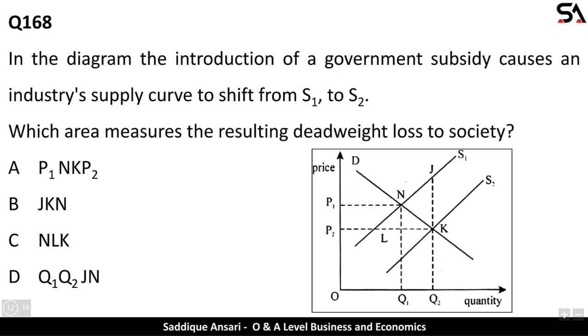In this MCQ, in the diagram, the introduction of a government subsidy causes an industry's supply curve to shift from S1 to S2. So this is the effect of subsidy. Which area measures the resulting deadweight loss to society? The initial equilibrium is here. So when we have to measure deadweight loss in case of subsidy, we have to see the triangular area at the right of that. So this area shows deadweight loss due to subsidy. So this is J, K, N. B is the correct answer.